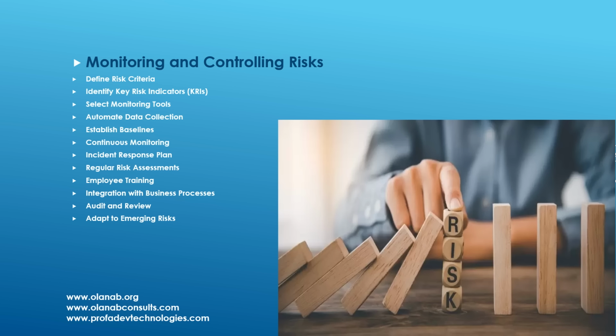Defining risk criteria. Clearly define the criteria for identifying risks in your projects and in your organization. This could include financial risks, operational risks, cybersecurity risks, compliance and legal risks, and others. Next, identify key risk indicators, KRIs, and determine the risk metrics and indicators that will serve as early warning signs for potential risks.